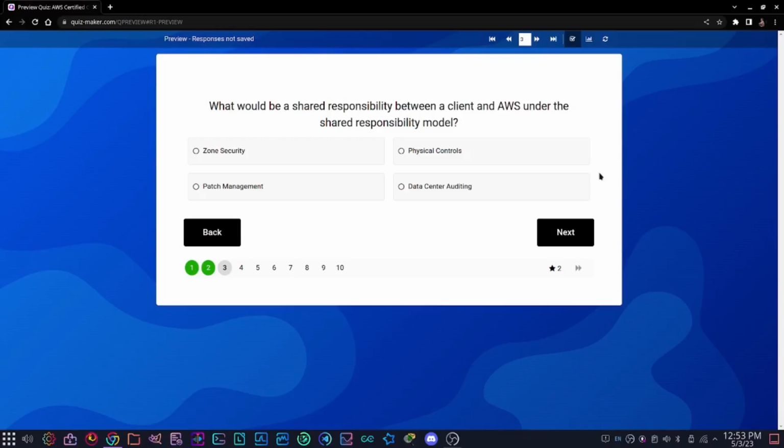Third question, what would be a shared responsibility between a client and AWS under the shared responsibility model? So we have zone security, physical controls, patch management, and data center auditing. So for this one, for shared responsibilities between a client and AWS under the shared responsibility model, it's going to be patch management.